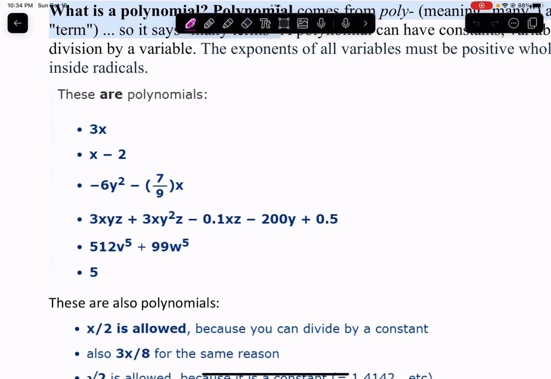A couple of things to note is you can have multiple variables.